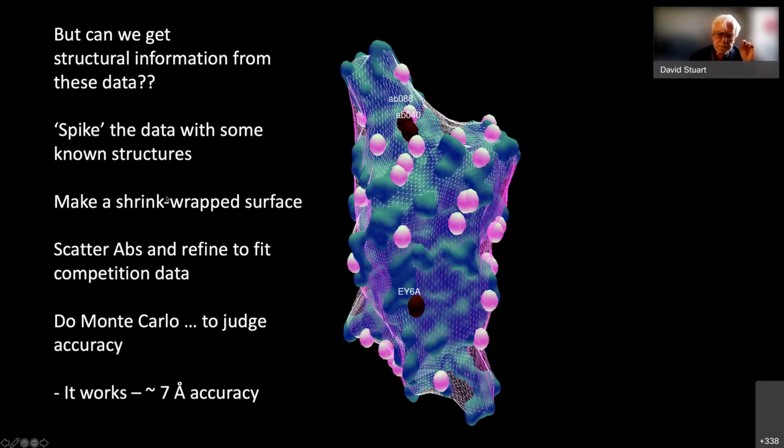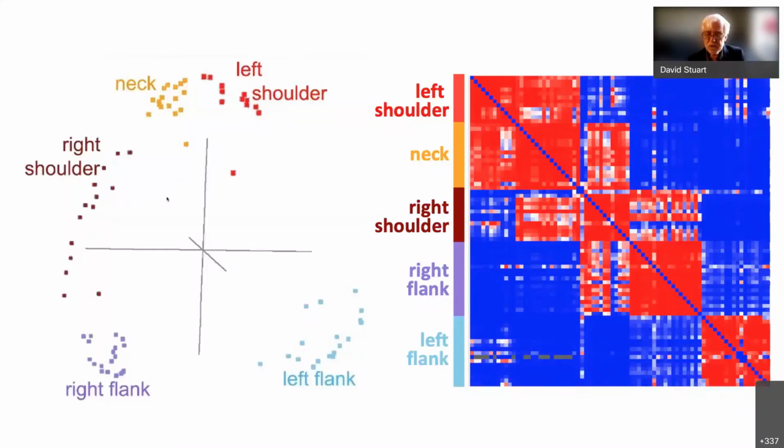So we spiked with the data. We scattered all of the unknown antibodies around, and as I say, we did a Monte Carlo, which allows us to see whether it works reliably. Also, we had some known structures that we didn't put in. We kept those as secret from the method, and that showed that we could get about a 7 angstrom accuracy in the positioning. And now we can actually physically assign these epitopes to regions on the receptor binding domain.